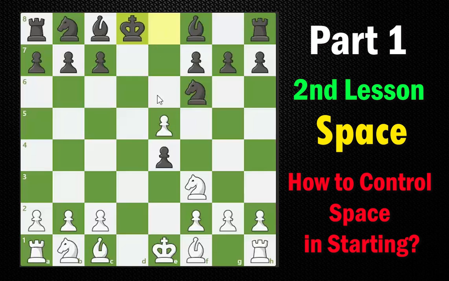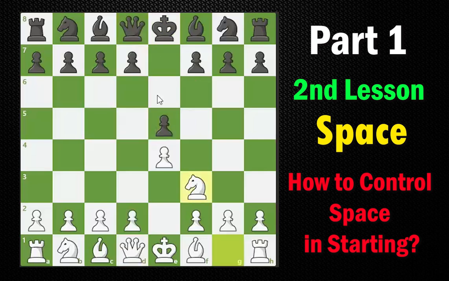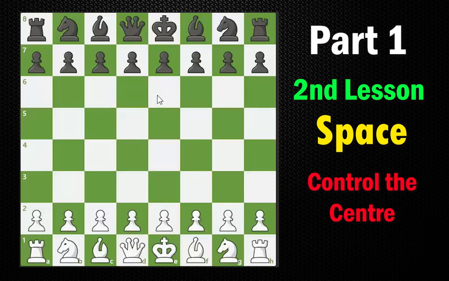Now, the basic principle to control more space in the opening is to control the center. By center, I mean these 4 squares. This is the small center. You have to control it. The player who controls the center controls the game. So how do you control the center? The best way to control the center is to start by pushing a pawn in the center like this, which white does. And black can respond with this.